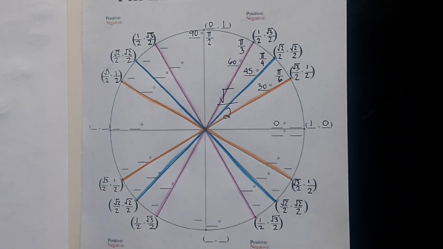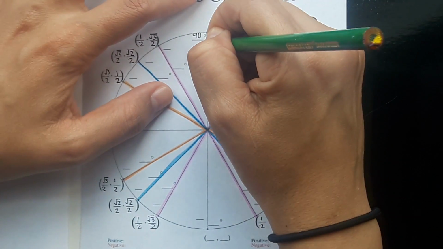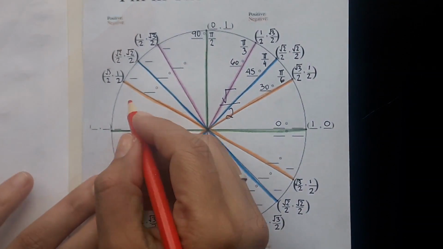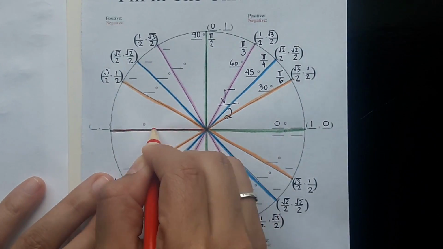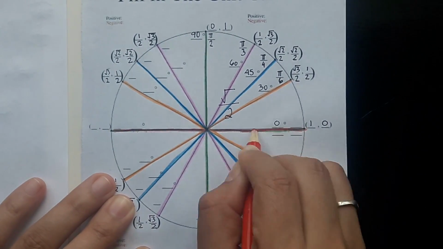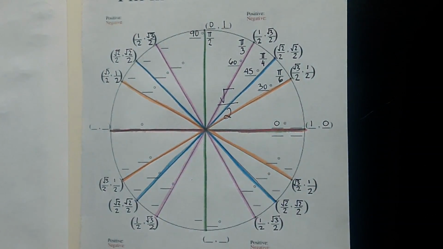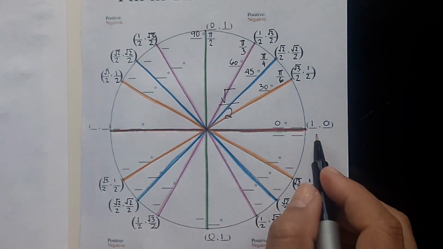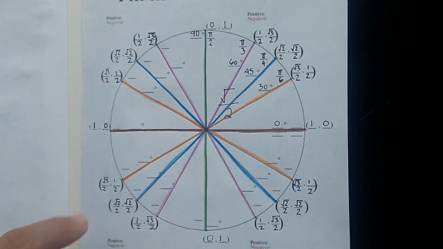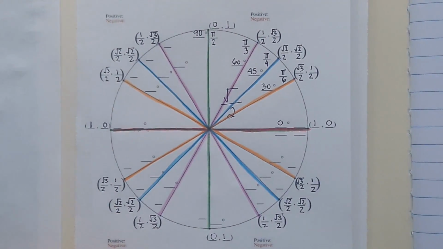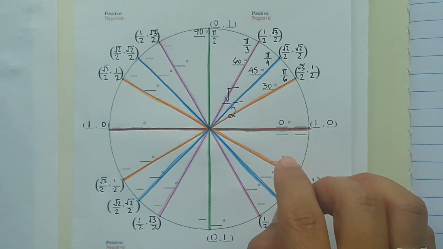Alright, and finally the x-axis and the y-axis. Let's make the y-axis one color, then pick a different color for the x-axis. Those lines are the same. So that one is also 0, 1, that one's also 1, 0. Alright, now once you have this, it's just a matter of fixing your signs.